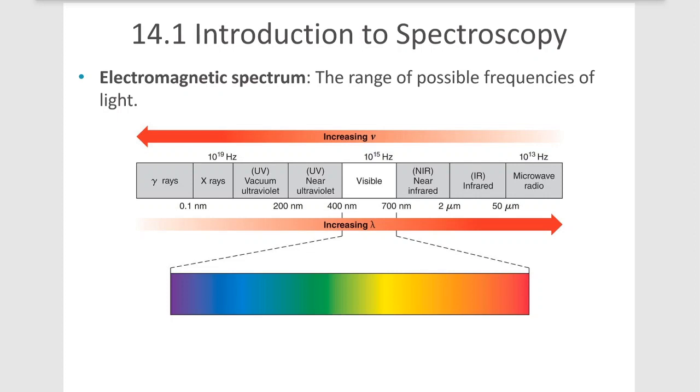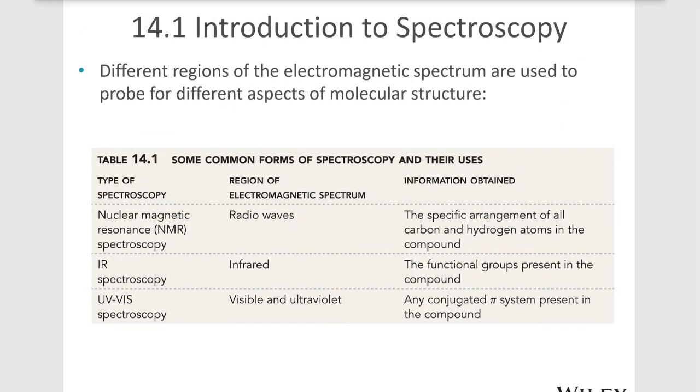So infrared spectroscopy deals with electromagnetic radiation in the infrared region, which is a longer wavelength than visible light and a lower energy or lower frequency than visible light. Different regions of the electromagnetic spectrum are used for different types of spectroscopy, and the different types of spectroscopy give us different information about molecular structure. NMR, or nuclear magnetic resonance, deals with radio waves. IR deals with infrared electromagnetic radiation, and UV-Vis deals with the visible and ultraviolet region. So these give us different pieces of information, and this video will deal only with IR.